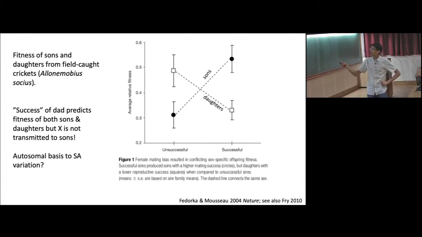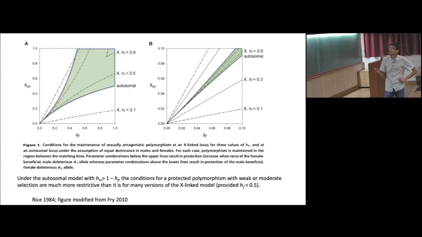So the fact that you've got this result for both sons and for daughters, this crossing pattern, strongly implies sexually antagonistic variation. But the fact that you're seeing it for the sons also implies that it's not actually sitting on the X chromosome, there must be a substantial autosomal component. Okay? So maybe something different in crickets than in flies.